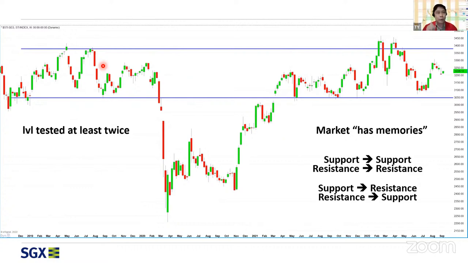Okay, now, how do I draw my lines? I would like to share with you the way I draw. I know that there are a lot of people who would use the highest point and the lowest point to draw. I do not. By definition, a level tested twice cannot be the highest point and cannot be the lowest point. Yeah. In fact, I use closing price instead of high-low. So at the top part, I will look for the highest closing price that is tested at least twice. At the bottom part, I will look for the lowest closing price that is tested at least twice.